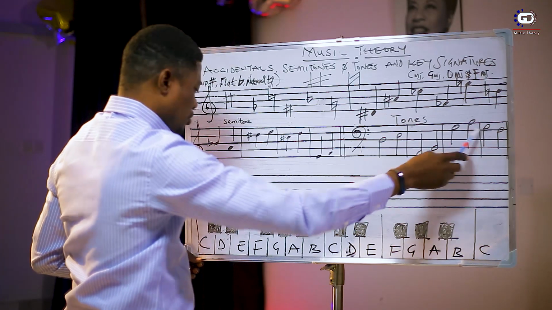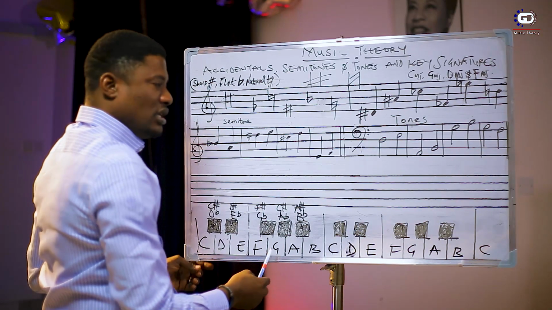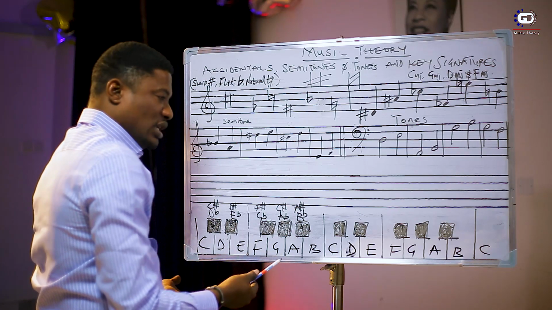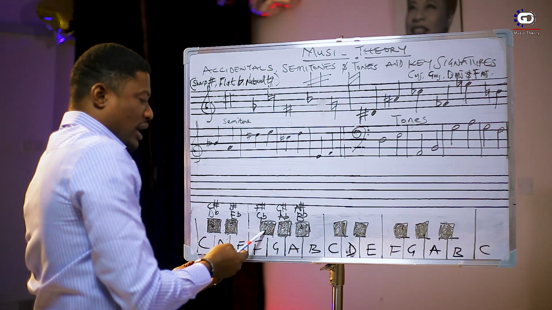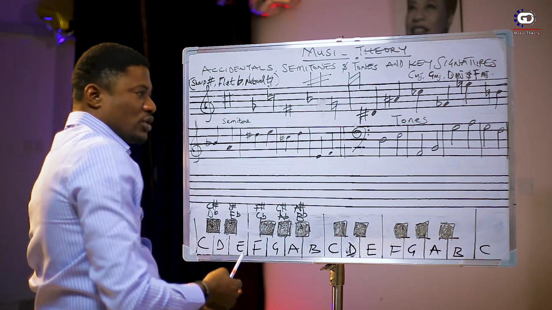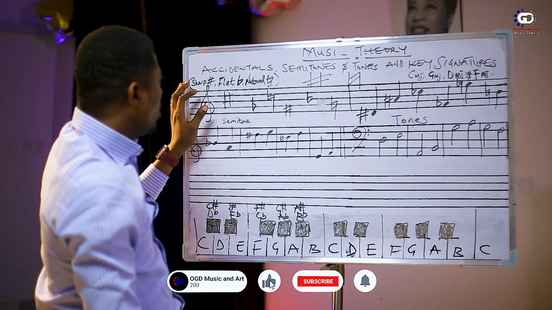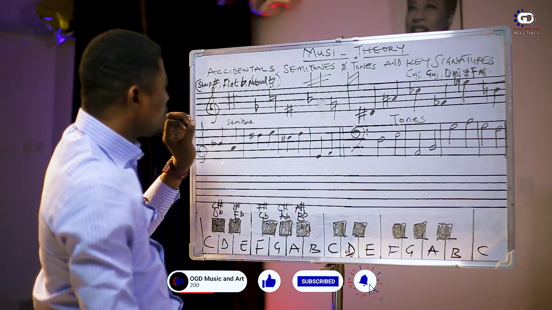So this is F to G. F to G is a tone. And if you want to come back from G to F, you still get it as a tone. So G to G flat, then from G flat down to F is a tone. I'm sure by now you understand your accidentals, your tones, and semitones.